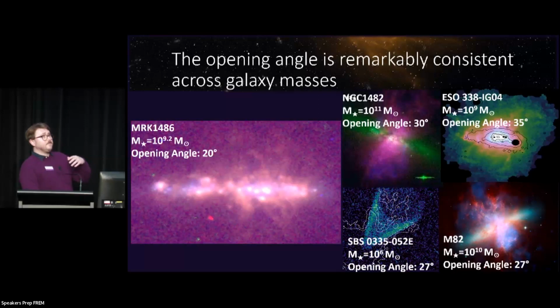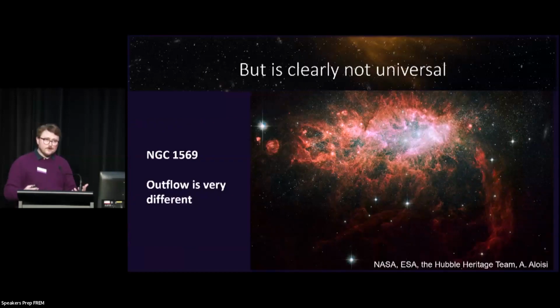So as we're increasing the sample of galaxies for which we have these kind of measurements, we're making these determinations about what is a typical value for these kind of quantities. But it's clearly not a universal quantity. You saw NGC 1569 in Magdalena's talk just now, and this outflow is very different. We've got gas blowing out all over the place. So still trying to understand what's typical and what isn't.